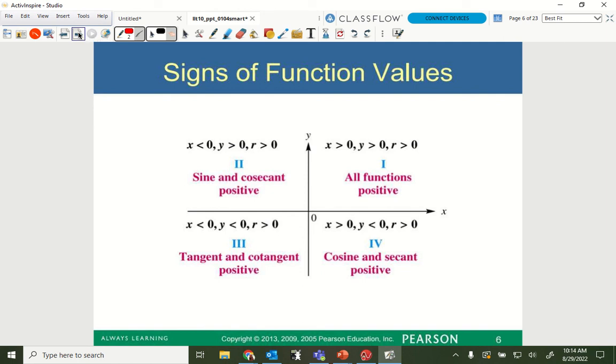We know that this is x, comma, y, right? X and y are both positive in quadrant 1, aren't they? And what do we know about the r value? It's always positive. R is always positive. So we have positive, positive. Now let's go to quadrant 2. In quadrant 2, it's negative x, comma, y.